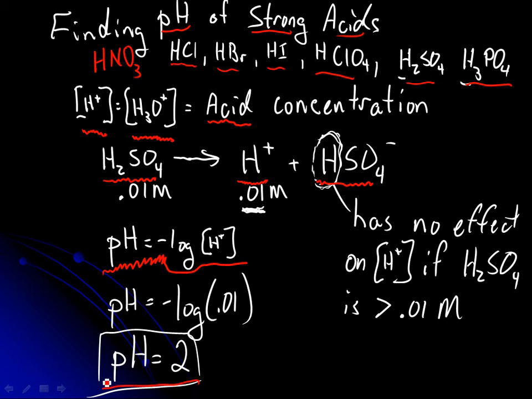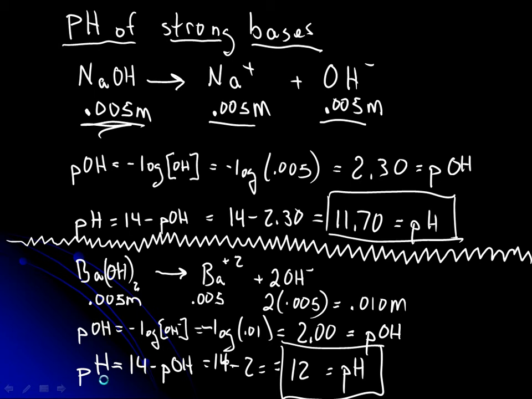Now, if we look at calculating the pH of strong bases, it's similar in that here we have sodium hydroxide, which of course has the hydroxide ion in it, and when it dissociates, the concentration of the sodium hydroxide here initially is exactly the same as the concentration of the hydroxide ion.